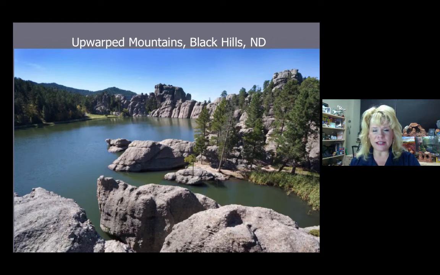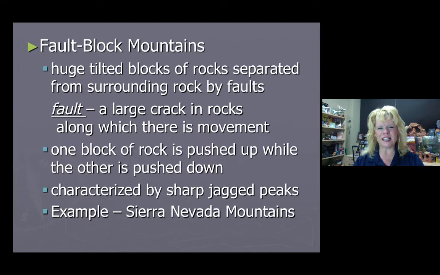And this was actually where they were filming towards the end of the movie, where they were looking for Cibola, the city of gold. So that might look familiar to you. This is all upwarped mountains and dome mountains. So very, very common type of mountain that we have wherever we've had magma chambers push up stuff to the surface. Now, fault block mountains are very common as well.